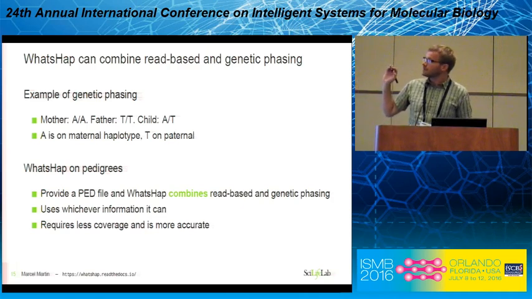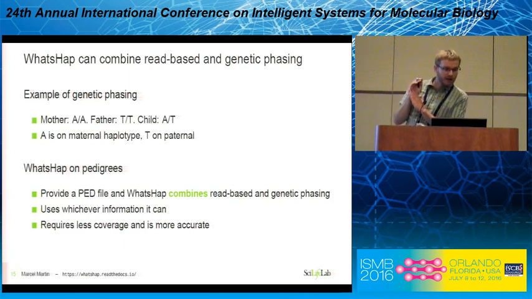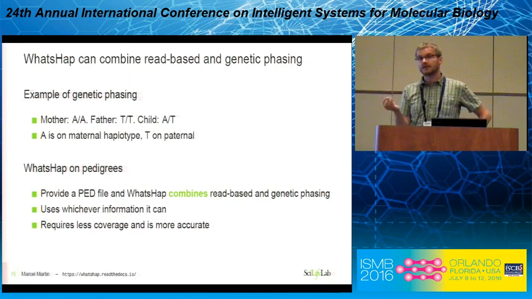And the problem with that is this works only if at least one of your genotypes is homozygous. So in those cases, you want to phase with reads as well. And WhatsHap can actually do that.